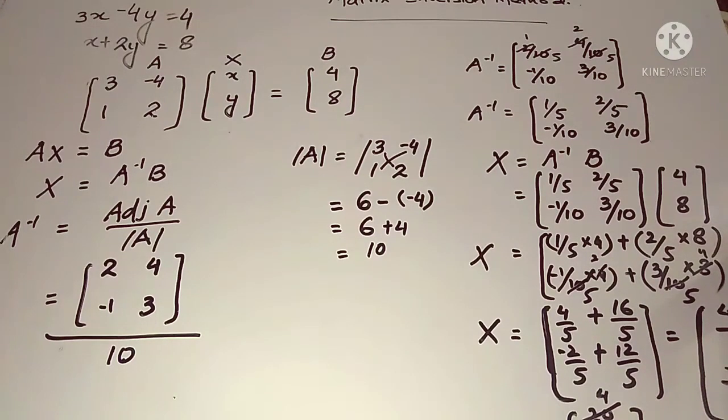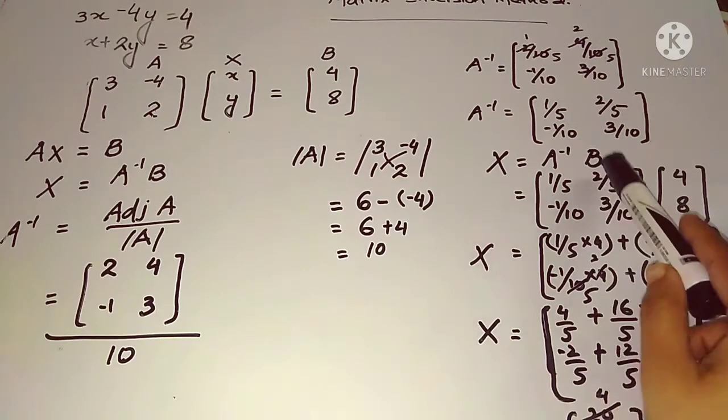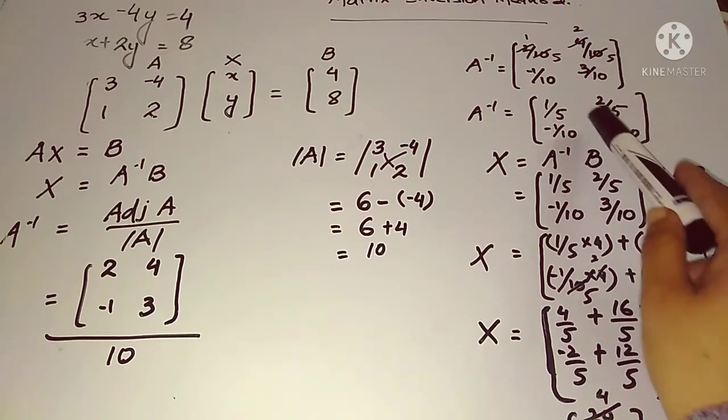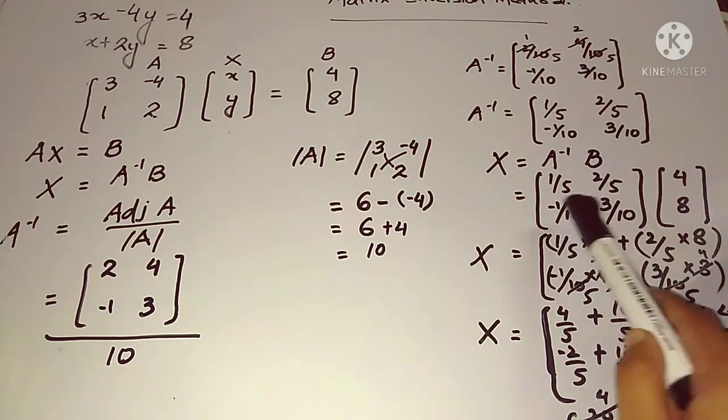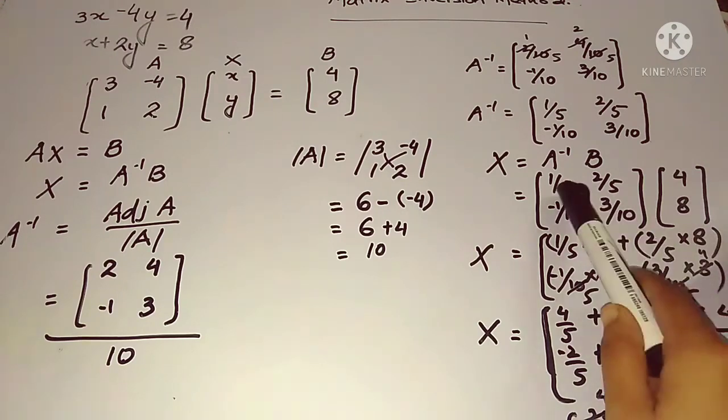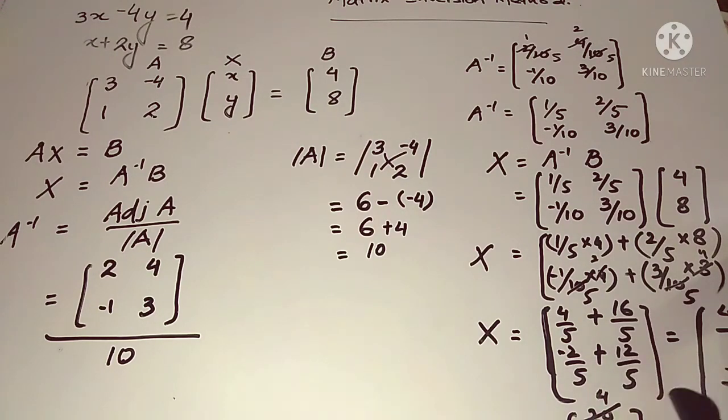And you know that x is A inverse multiplied with B. We have found A inverse, so you have to multiply this with B. And how do you multiply? First row with first column, second row with this column. So you have to multiply the entries, and when you solved it, you got the answers in fractions. Whenever fractions are given, you have to take the LCM. So when you took the LCM, you got 5 and 5 in the denominator. This is how you solved it, and you got the answer 4 and 2.